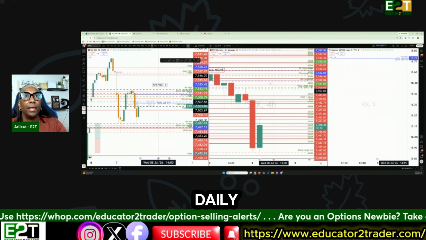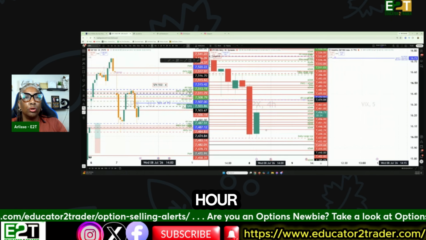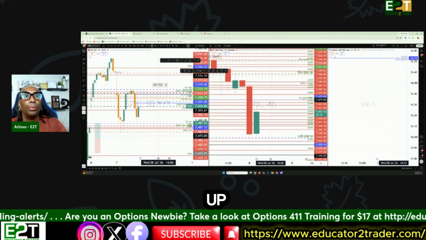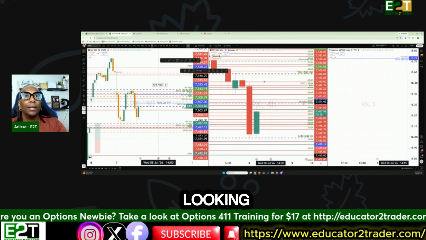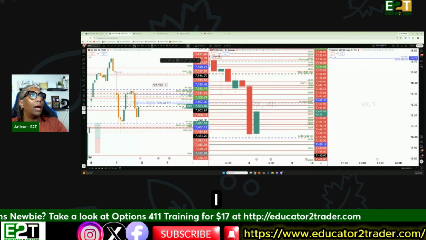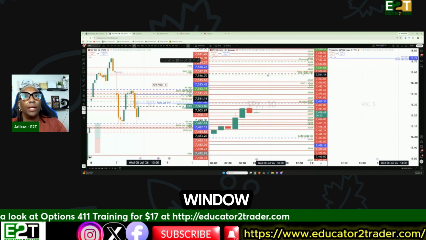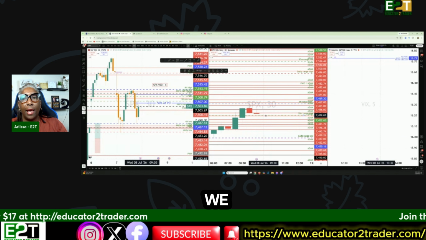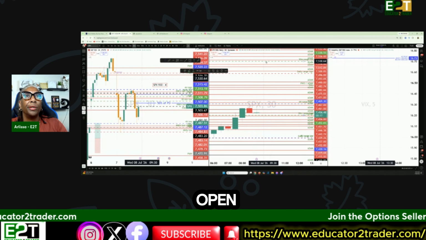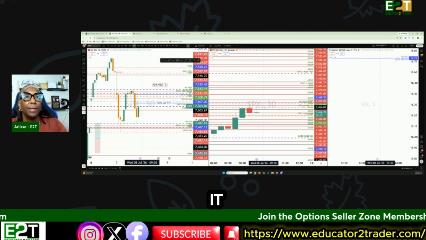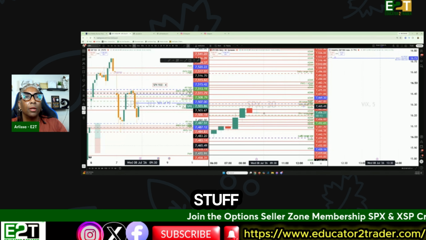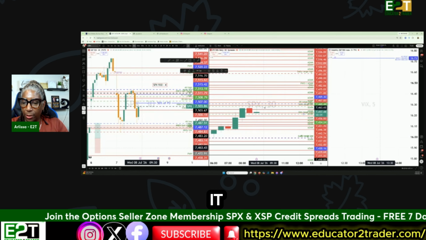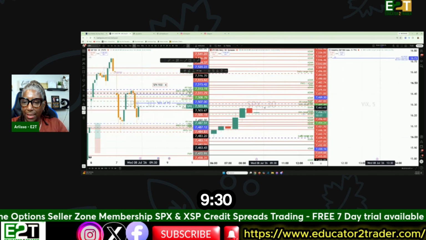I'm looking at the daily and the 4-hour chart, 4-hour up and down, high and low, looking at that. And then I will go to the 30-minute window, because 30-minute opening range breakout is something that we use. Did the market just open? Nope, it didn't. Even though that candle formed and did some stuff right on time, it's not quite 9:30. I don't think it's 9:30.